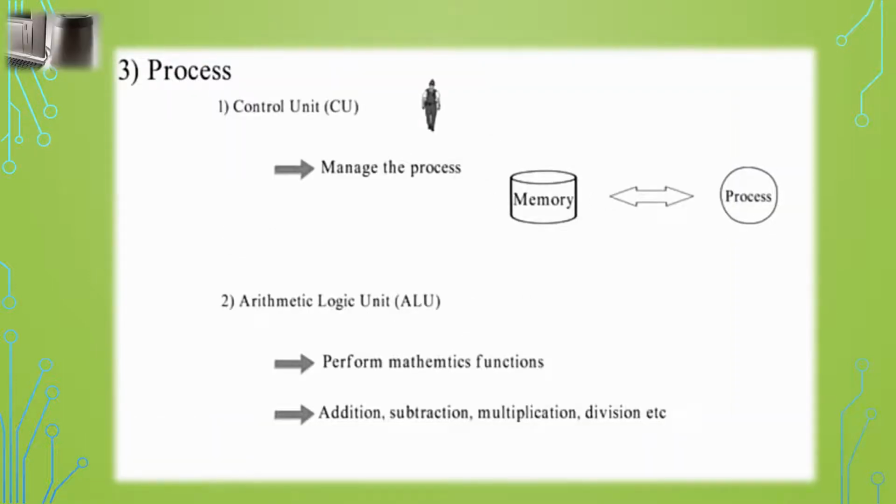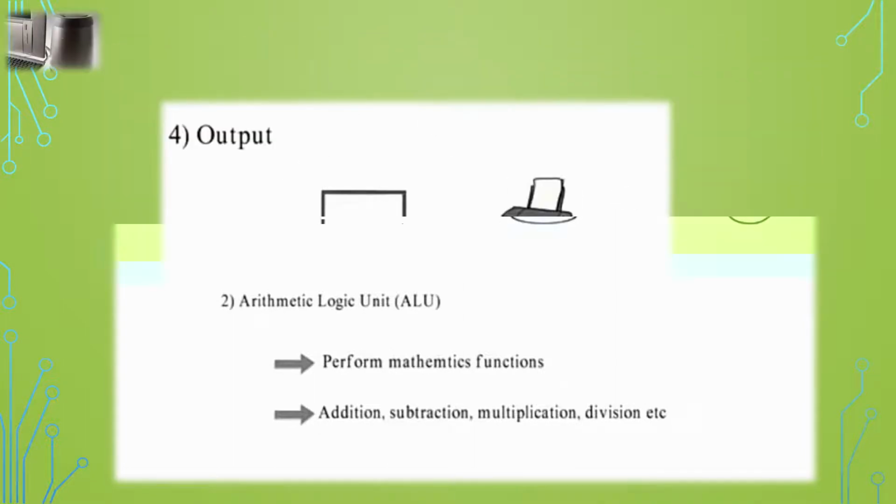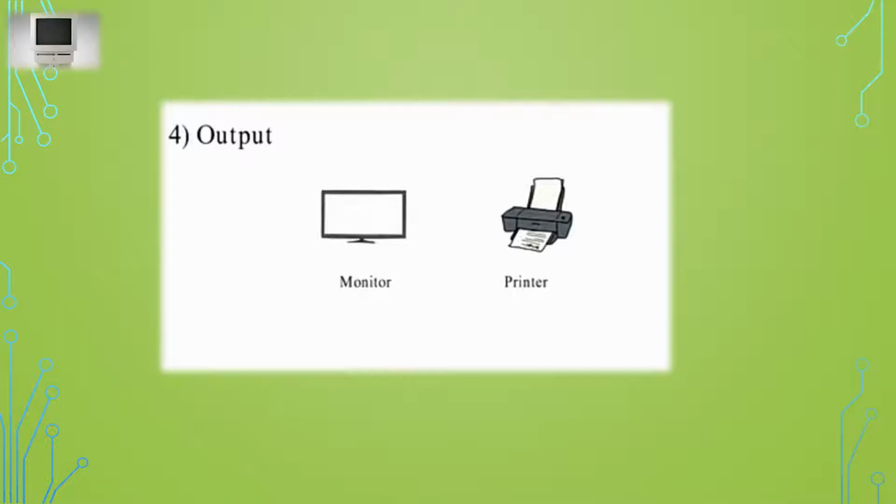One is the control unit. The control unit works like a traffic police. It controls and manages the process and input-output. The control unit fetches and stores data to and from memory. Two is the ALU. It is used to perform mathematical calculations like addition, multiplication, division, etc. The fourth one is output. Output is displayed through output devices like monitor and printer.